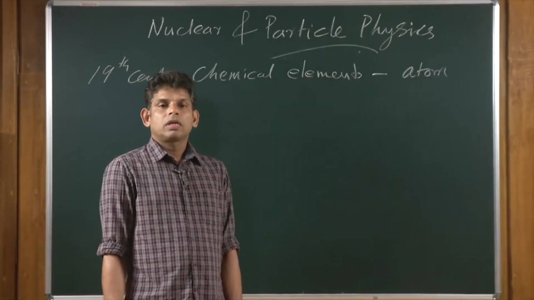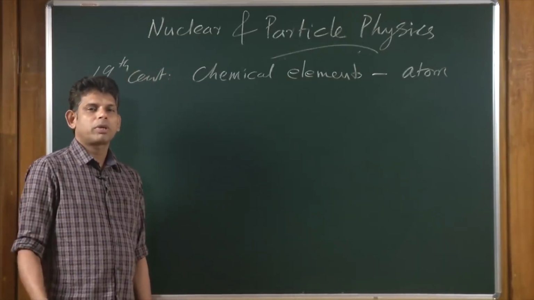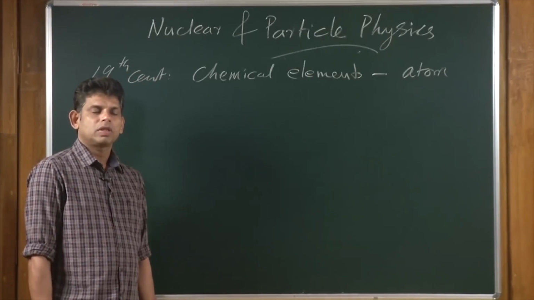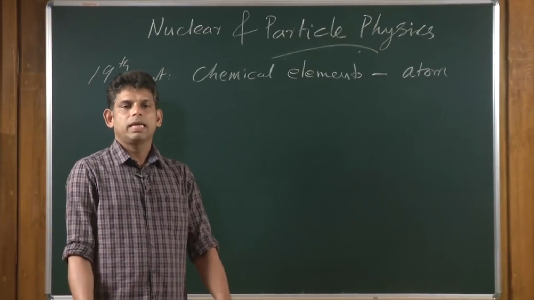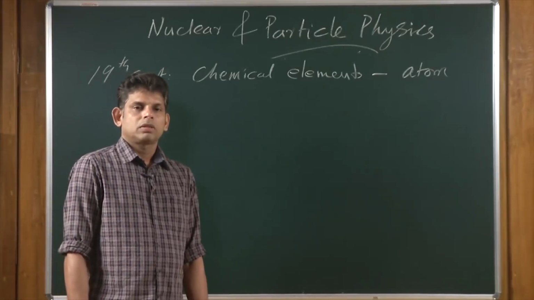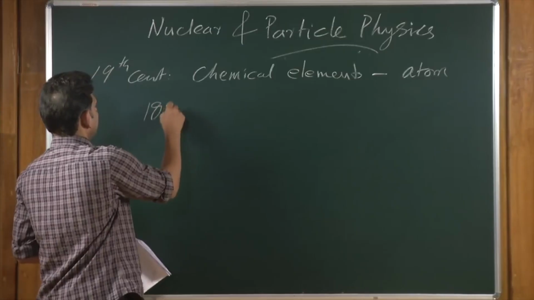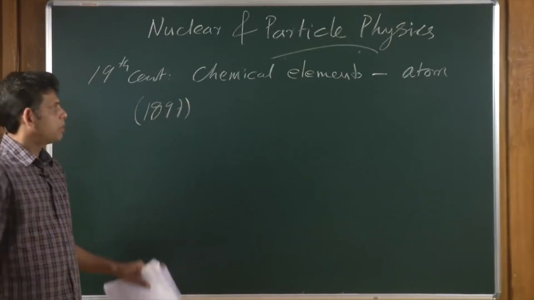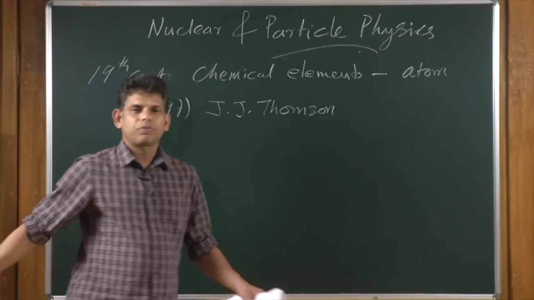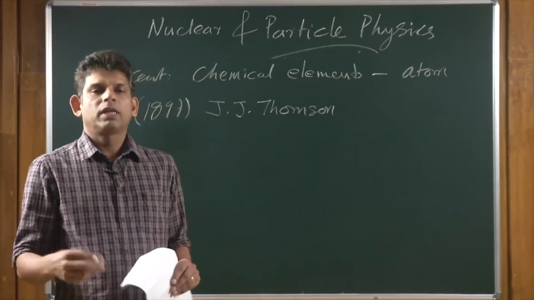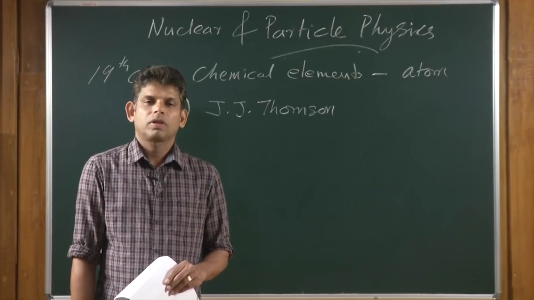And experiments to understand further what are the properties of these chemical elements, what are their constituents, etc., had been going on, what are their chemical properties, what are their electrical properties, etc. So, by 1897, experiments of J. Thomson led to the discovery of presence of electron in the atoms.